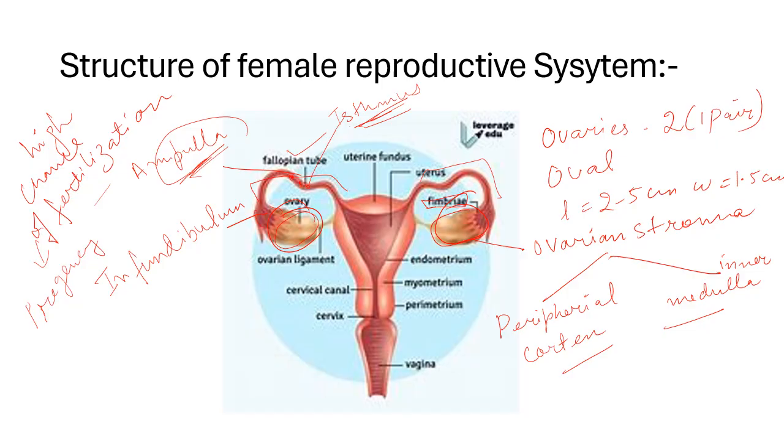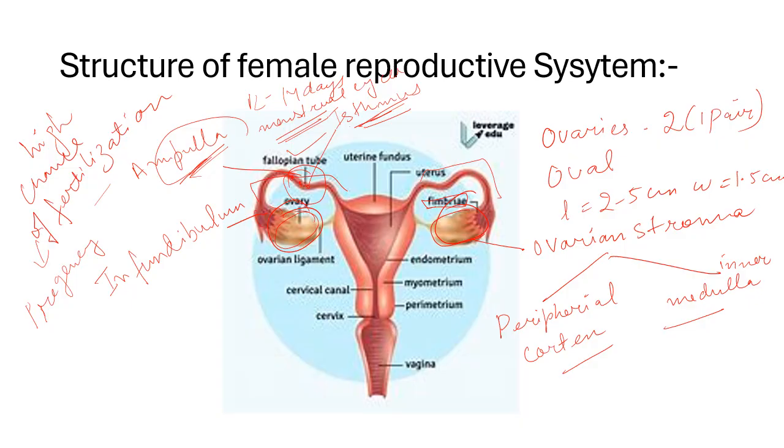Generally, the situation when the egg is in between both structures comes around 12 to 14 days after the menstrual cycle begins. We'll read further about the menstrual cycle on later slides. So this is all about the ovary.